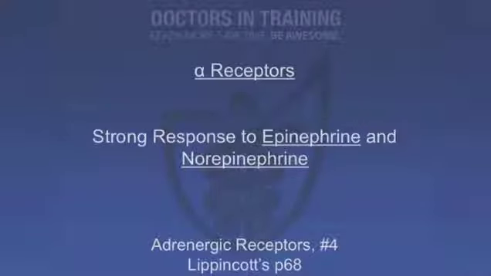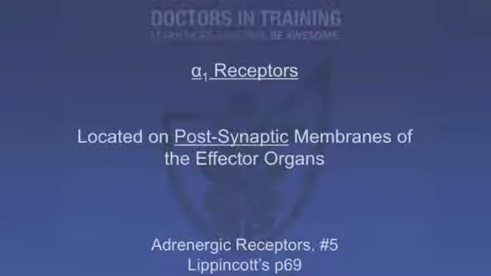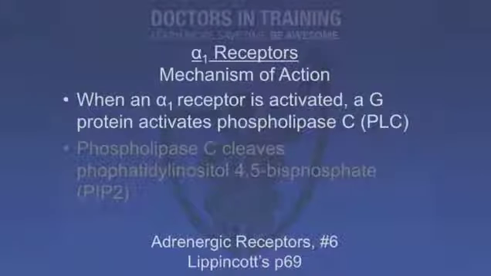Now, let's talk about the alpha receptors. The alpha receptors have a strong response to epinephrine and norepinephrine, and they're going to have a weaker response to isoproterenol. The alpha receptors are further broken down into different types. The first one we're going to talk about is alpha-1 receptors. They're located on postsynaptic membranes of the effector organs. Now, this is a bit of a long mechanism here, but alpha-1 adrenergic receptors are members of the G protein coupled receptor superfamily. So upon activation of a G protein, it activates phospholipase C, or PLC.